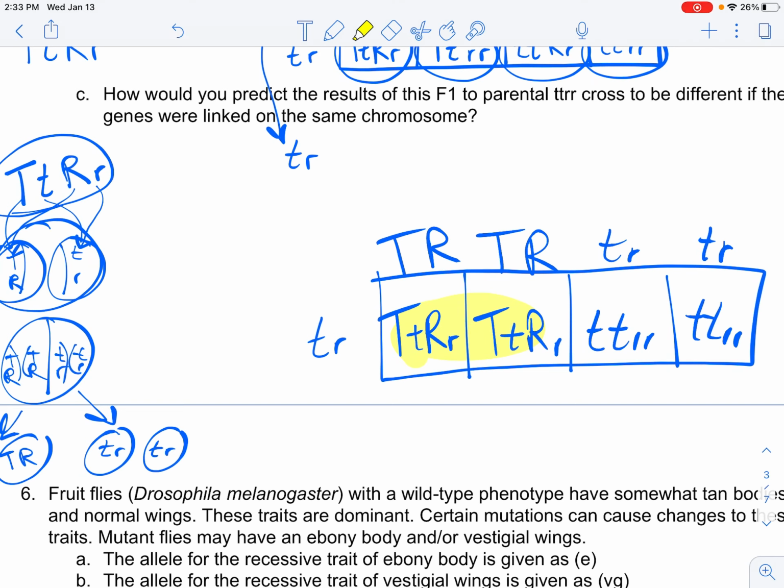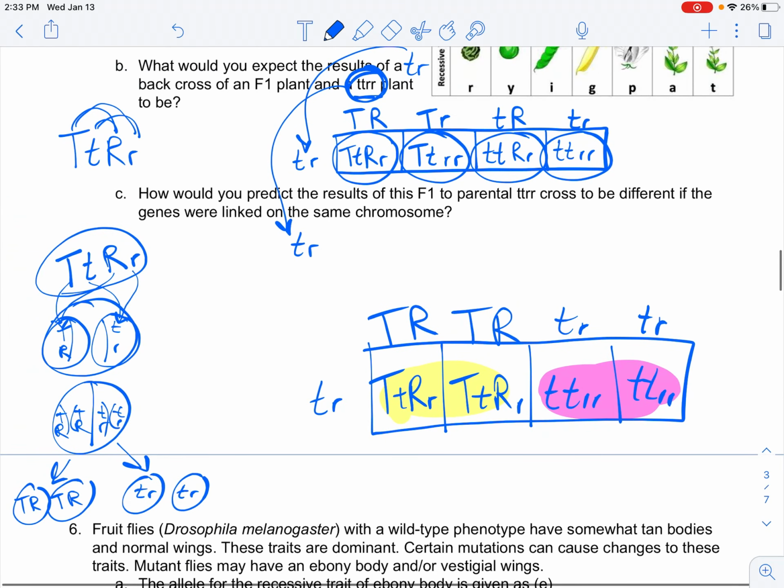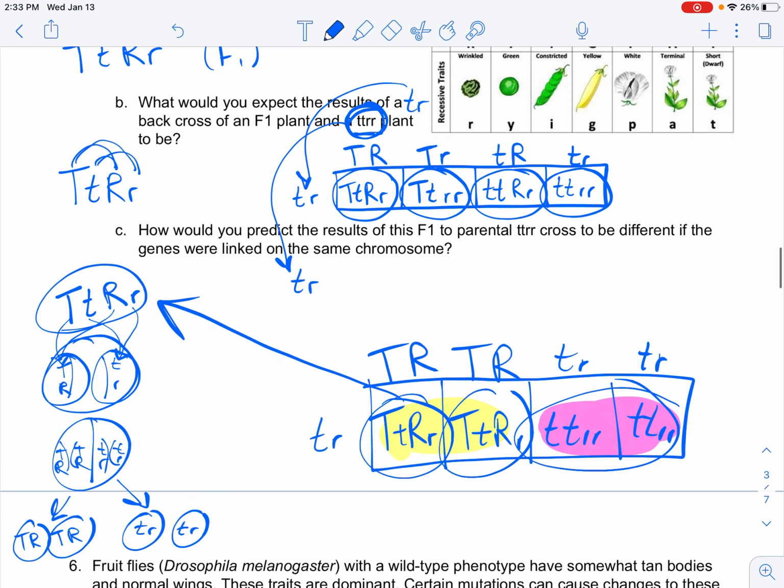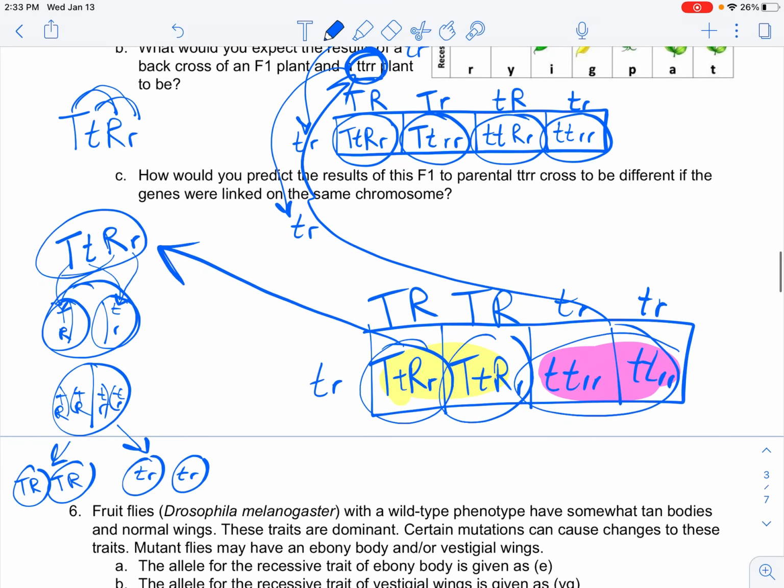So I'm ending up with 50% looking like either of the parents, right? So these look like the hybrid parent, and these look like the little t, little r parent. And I don't get those intermediate phenotypes if they're on the same chromosome.